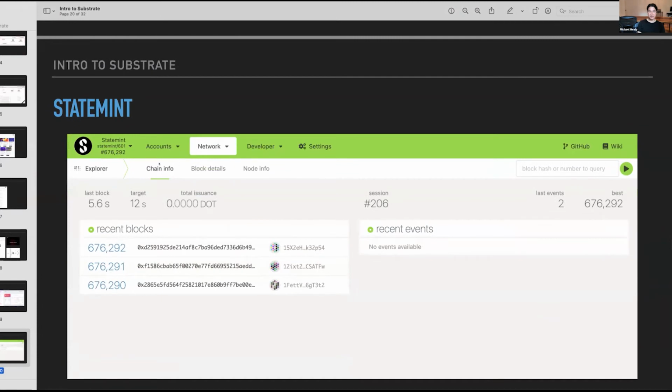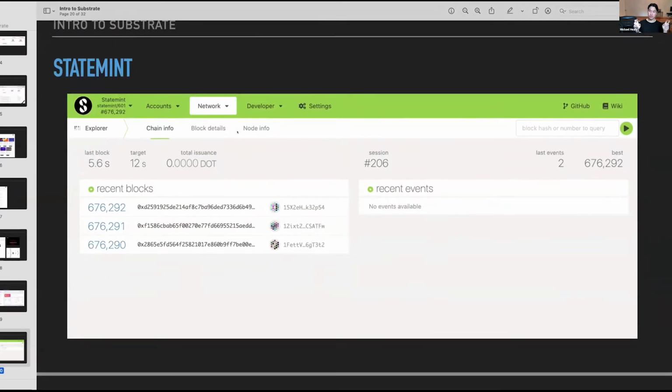Statemint, so this is the for-good parachain that Polkadot has provided, and it provides a number of features and tools which are provided effectively for the good of the Polkadot network. They did not have to bid for a Polkadot chain. They were effectively given a parachain on the Polkadot network.